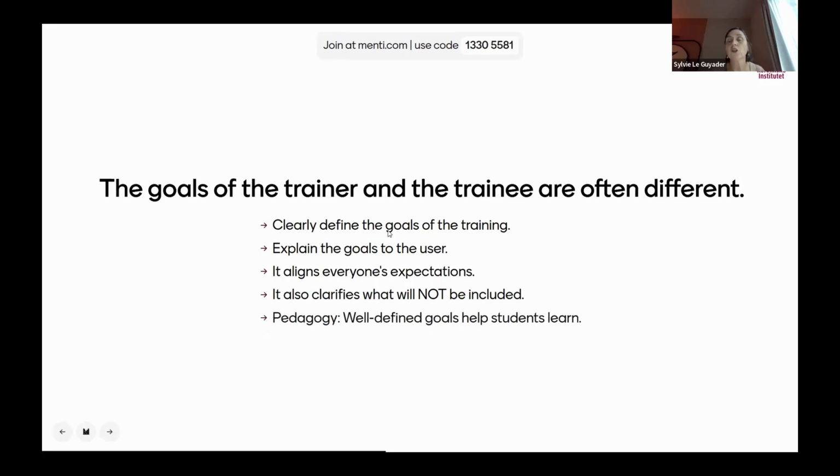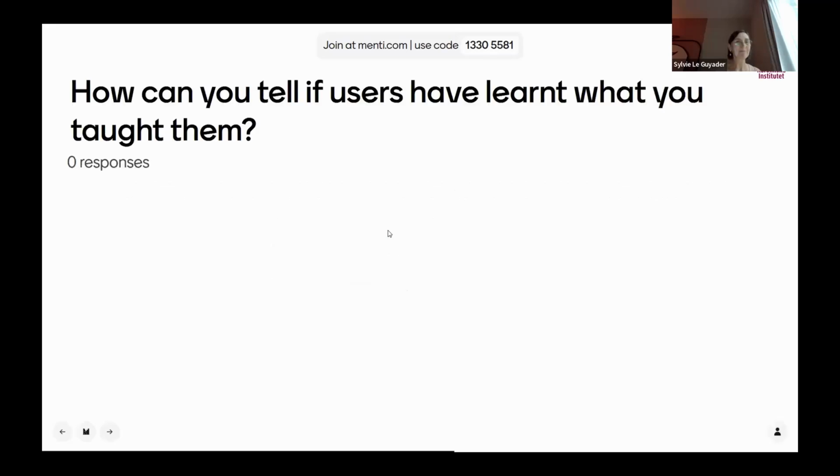So pedagogy shows that well-defined goals that are announced before the teaching actually help the students learn. So this is the first thing. If you want to improve your training, write down your goals and share it with your users. It's very easy. So now I have another little question, and I would like to know, how can you tell if your users have learned what you taught them? Please enter in the Menti.